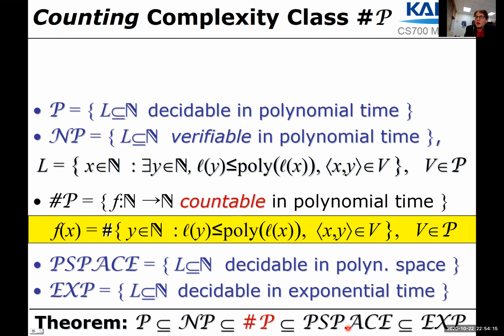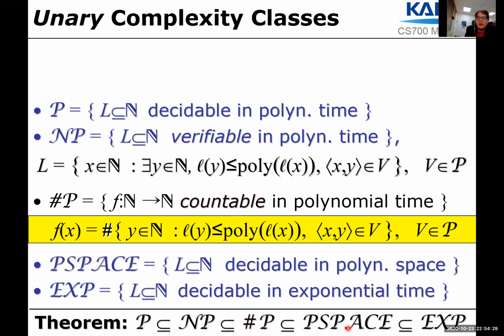So this is a complexity class #P that will also arise naturally when we investigate the computational complexity of numerical problems, in particular of Riemann integration. And finally, that's the last slide of this chapter. We need to talk a little bit about unary versions of these complexity classes.